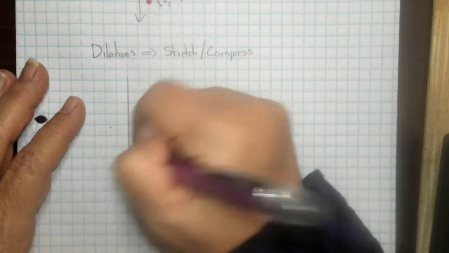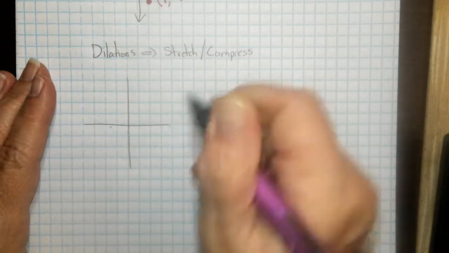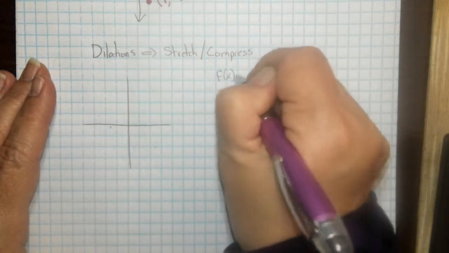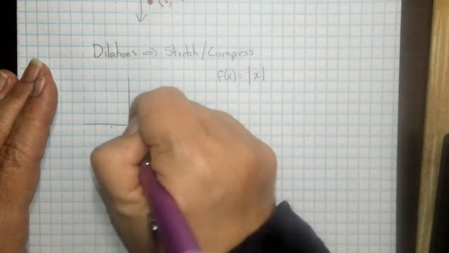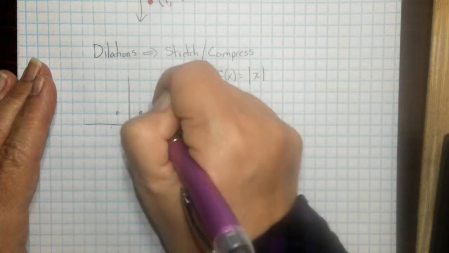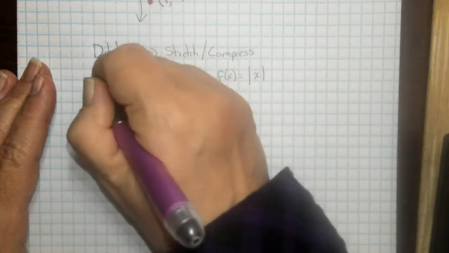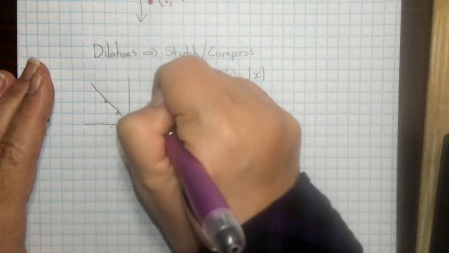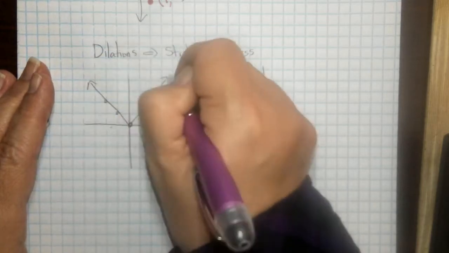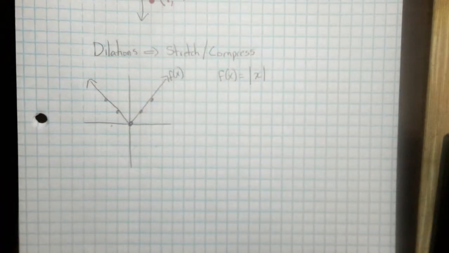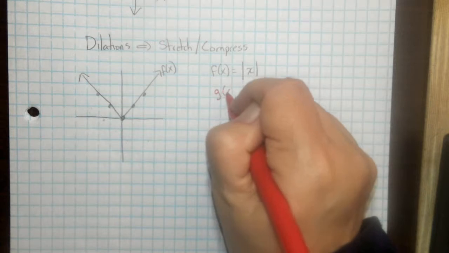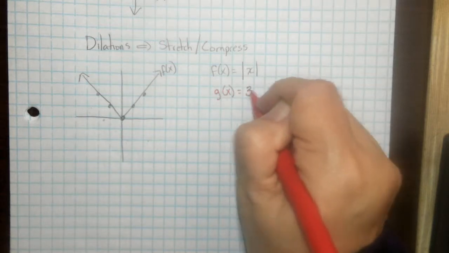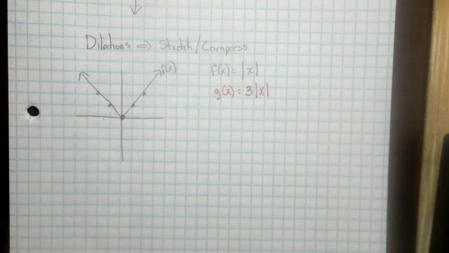Alright, so let's go back to our absolute value function. So we're going to start with f of x equals the absolute value of x. Alright? So we know that goes through 0, 0, 1, 1, negative 1, 1, 2, 2, negative 2, 2, makes this V shape. Alright, that's our parent function, f of x equals the absolute value of x. So I want to look at what happens if I have g of x, and g of x has 3 times the absolute value of x.